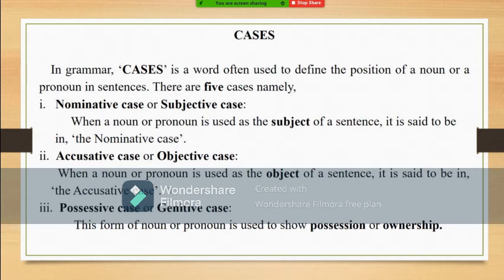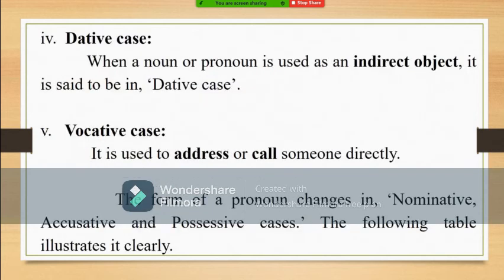If it is used to show possession or ownership, or to mean belonging to such and such person, then it is said to be in possessive case. If a noun or a pronoun is used as an indirect object, then it is said to be in dative case. And if it is used to address, for example, ladies and gentlemen, to address a gathering, these are all in vocative case. So, vocative case is used to address or call someone directly.